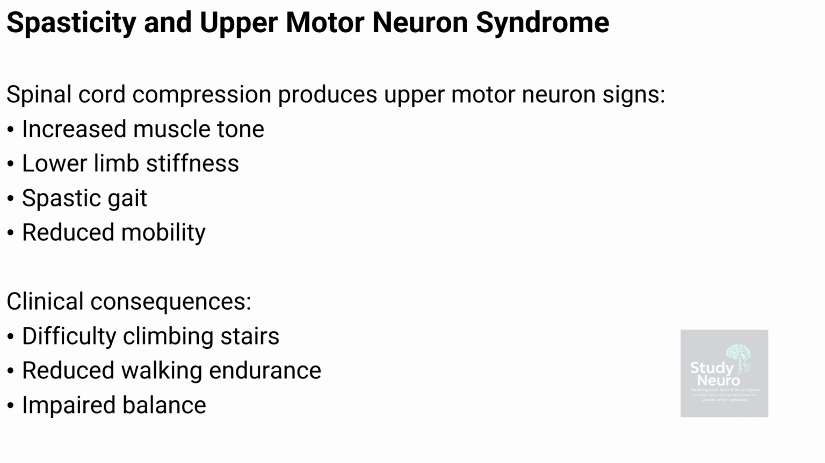Spasticity in degenerative cervical myelopathy reflects upper motor neuron involvement caused by chronic spinal cord compression, leading to abnormal increase in muscle tone and reduced voluntary control of movement. This is a key neurological pattern. Patients typically develop stiffness in the lower limbs with a spastic gait that feels tight and effortful, alongside reduced mobility that limits smooth and coordinated movement during walking.